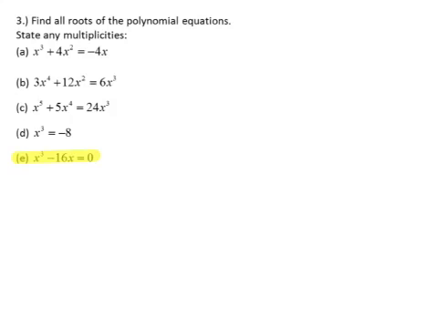In letter E, I would start off, I see that it's in standard form, it's equal to 0, so I'm good to start factoring, and I see that my GCF is x, so I'm going to take that out, and I'm left with x squared minus 16 is equal to 0.